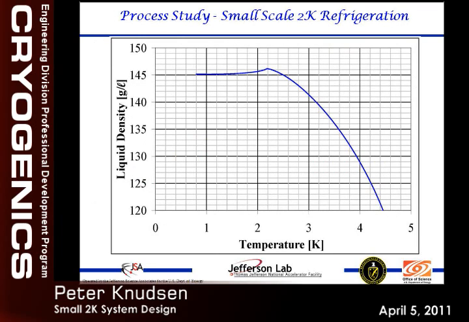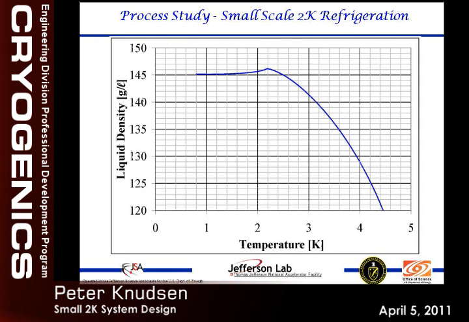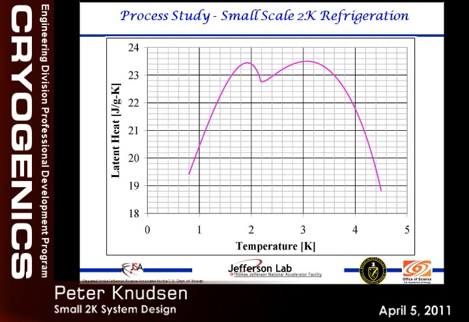So just to throw up a few slides showing the properties of helium at these colder temperatures. This is the liquid density versus temperature. You can see this point where the slope changes is the lambda point. And this is about 1 atmosphere right in here. So it goes from about 120 to about 145 grams per liter.